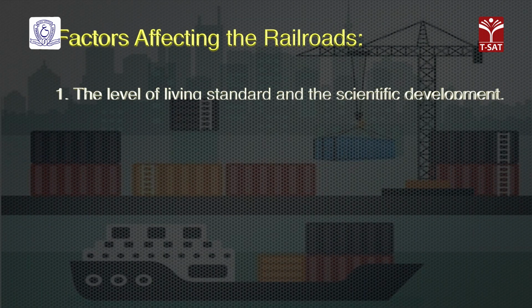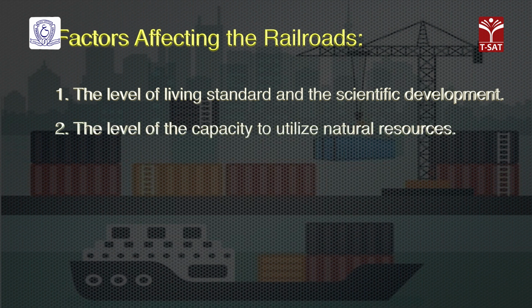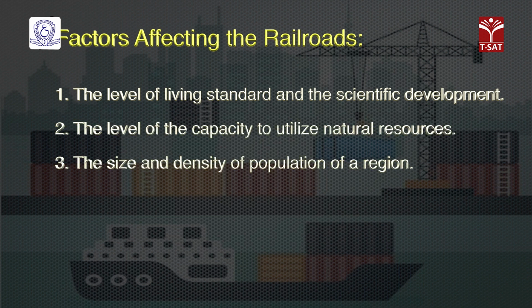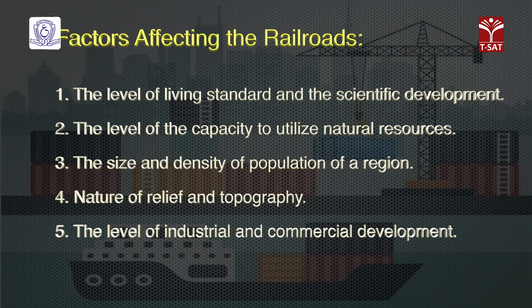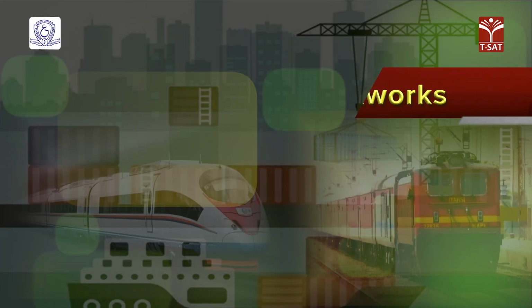Now let me discuss the factors affecting the railroads. The density of the railroads is affected by a few factors. First one is the level of living standard and the scientific development. Second is the level of capacity to utilize the natural resources. Third is the size and density of population of a region. Fourth is nature of relief and topography. Fifth is the level of industrial and commercial development. These are the factors which affect the rail development.